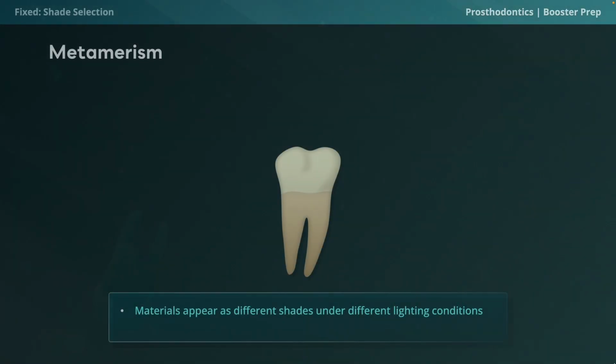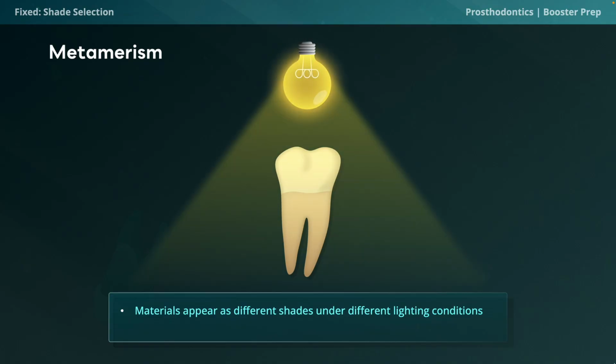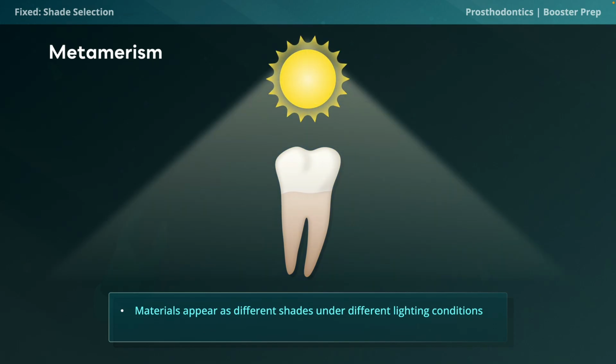Switching gears now, we're going to quickly talk about metamerism, which refers to the phenomenon where colors appear different under various lighting conditions. To understand this, let's consider a common scenario. A patient approves the shade of their crown while sitting in a dental chair where the lighting is typically artificial and bright. However, when the patient gets home or goes outside and looks at the crown under natural light, they may notice that the color of the crown appears different.